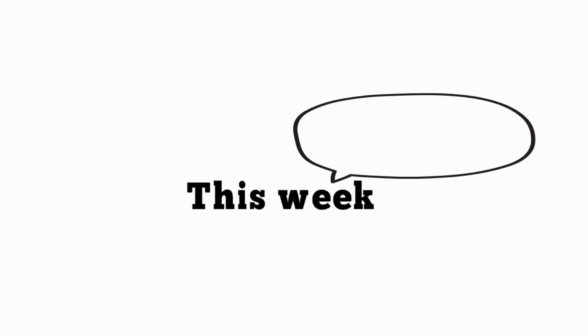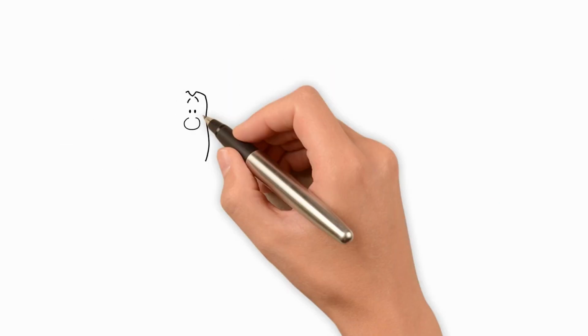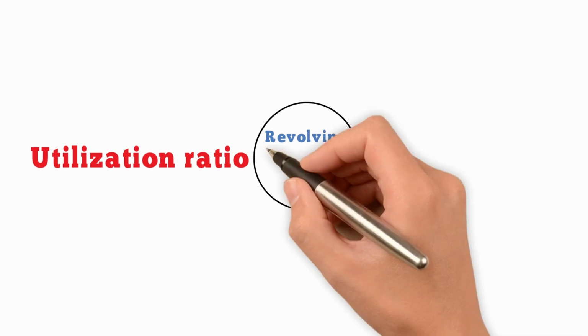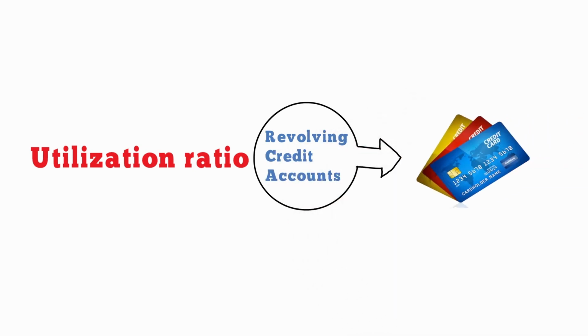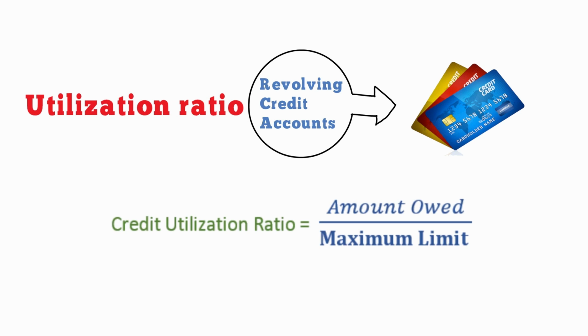This week, we will be discussing utilization ratios and how they can affect up to 30% of your FICO score. So what is a utilization ratio anyway? Well, good question. Your utilization ratio primarily applies to your revolving lines of credit, such as credit cards. It represents the ratio between your maximum limit and the amount you currently owe.